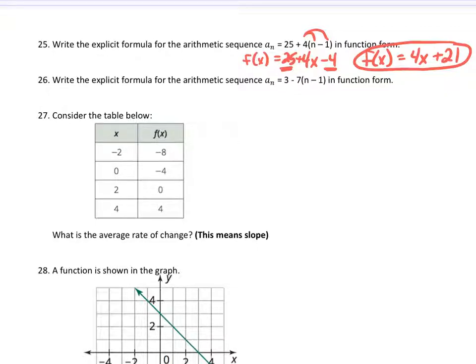Number 26, the exact same thing. First step is to do the distributive property. So negative 7 times n is negative 7n or negative 7x.